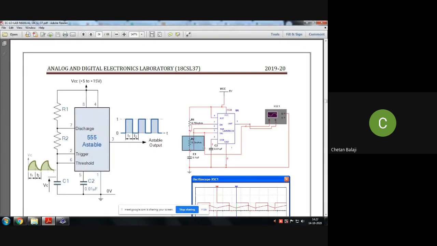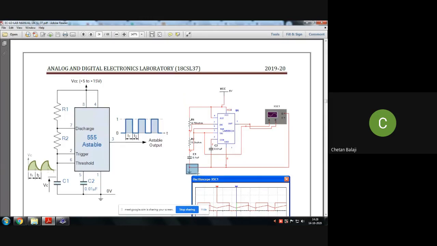Short pin number 4 and 8, and from that point give it to VCC. From the same point give it to R1. Next, connect R1 to R2. Short R2 with C1. The other end of C1 give it to ground.